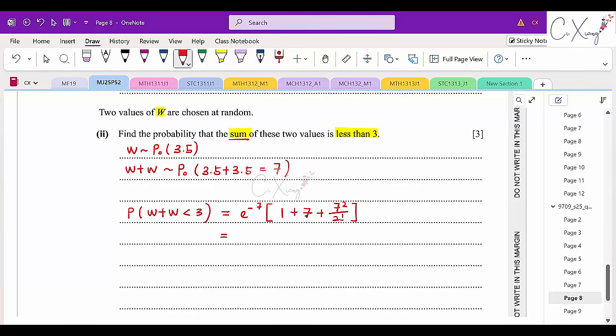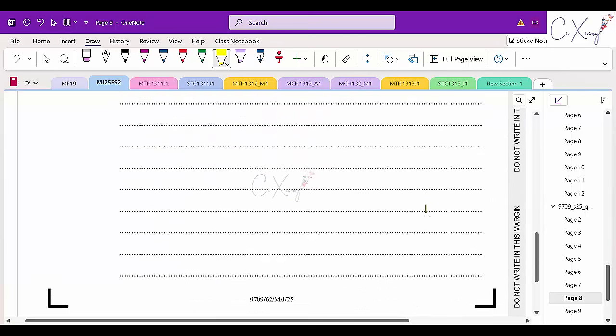Then of course you press the calculator for this. By right, your answer should be 0.0296, correct to 3 significant figures. And this is what we have for 6A part 2. And let's continue to 6B.